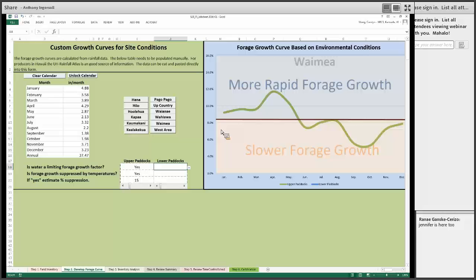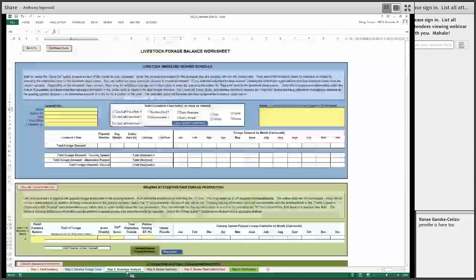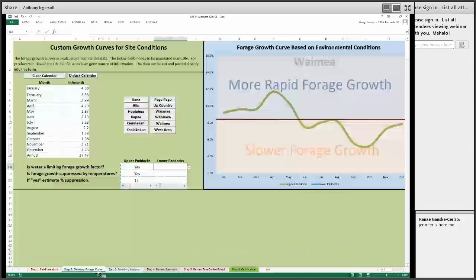And now that I've developed the forage growth curve based on the rainfall, basically, rainfall and a slight adjustment for temperature, we're going to go over to the inventory and analysis. Don't stress on this too much, but you do have to populate this screen in order for the next tab to work, okay? You do have to populate it. And I highly recommend, if your site is not typical of one of these that are already in here, going to the UH Rainfall Atlas and finding your site and getting better site-specific data, particularly if it's very different.